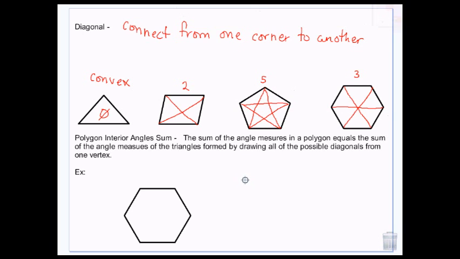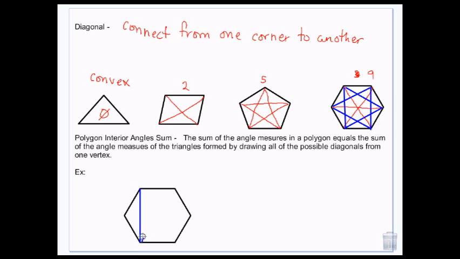We have a theorem that tells us how to figure out the interior angles of a polygon. Basically, if you draw all the possible diagonals from one, oh, I guess I missed several. That's not 3. I lied. I forgot about these. It's not 3. It's 9. Sorry, I forgot about those.